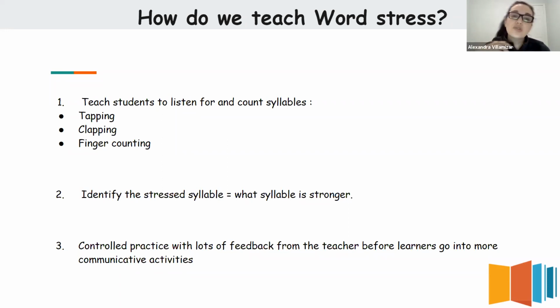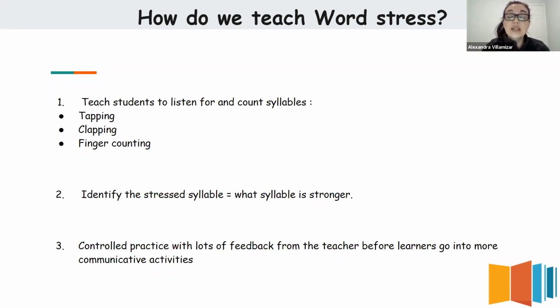So again, use the words from the vocabulary list that you are going to practice in your lesson, and help students to identify how many syllables each of those words has. So when they feel comfortable counting the number of syllables, then they can identify which one is a stressed syllable, because by listening to you pronouncing the word, they can hear which one is the stressed one.